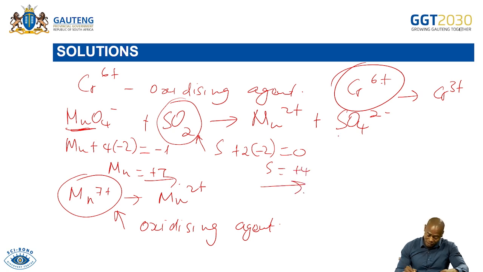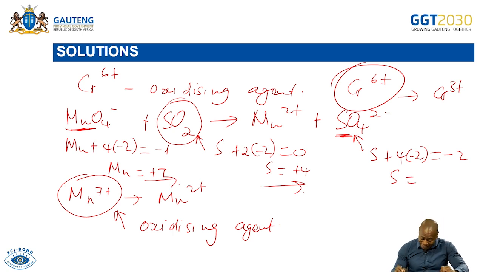Okay? So let's check sulfur on the side of the products. Sulfur plus 4 times -2 should be equal to -2, right? So sulfur equals 4 times -2, which is -8. Then -8 transposed becomes positive 8. So positive 8 minus 2 is plus what? Plus 6. Okay? So you can see it's from S4+ to S6+.